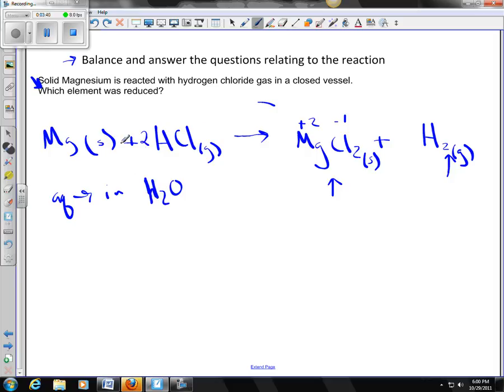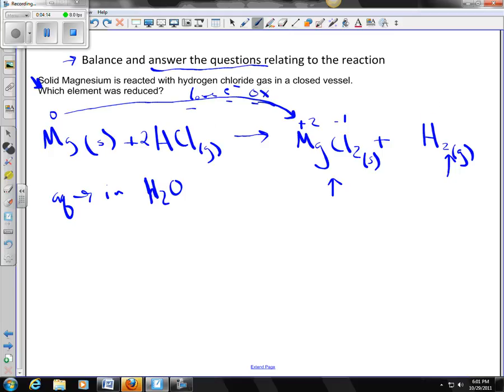Alright, so now it says to answer the question as well, and make sure you do this on the test. Alright, so the question says which element was reduced. So I'm just going to look at what changed charges. Mg goes from 0 to a plus 2, so it became more positive, so it had to lose electrons, and that's oxidize. That's where Leo the lion says Ger comes in handy. L-E-O. Leo. Lose electrons, oxidize.